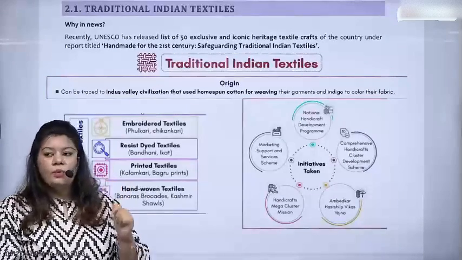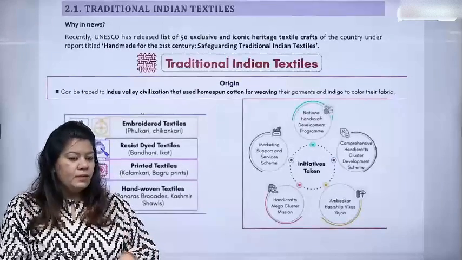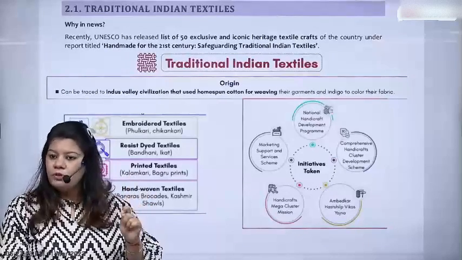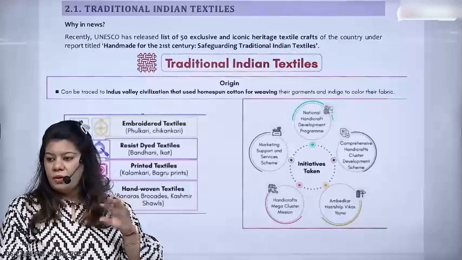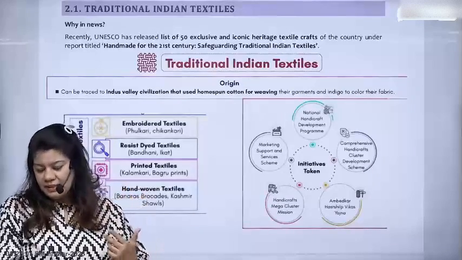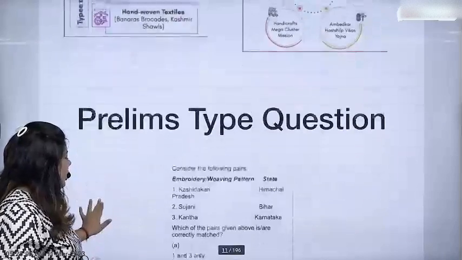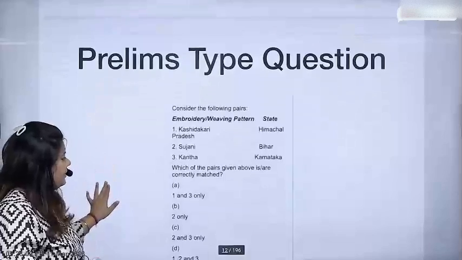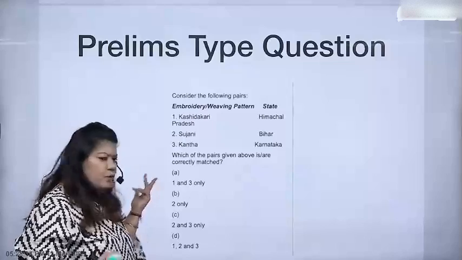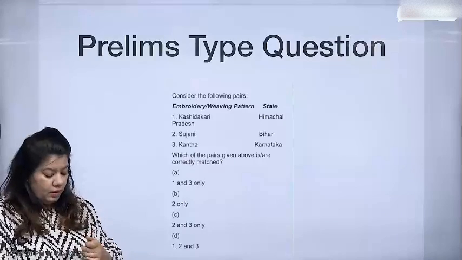Because again, there was a question asked by UPSC on kalamkari painting. So there in the options also it was mentioned whether it was embroidered or it was dyed, so if such nuances are being given by UPSC, that means these aspects are still important. Now, prelims type of question which you can expect. Kashida Kari. Try to solve this question. Assume that this is a question which is there in UPSC and you are to attempt this question.